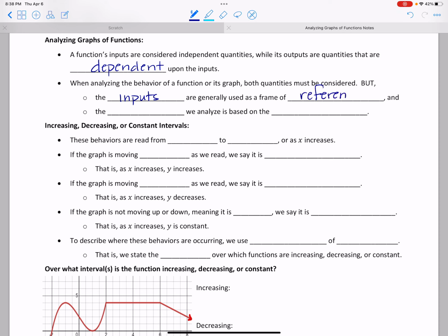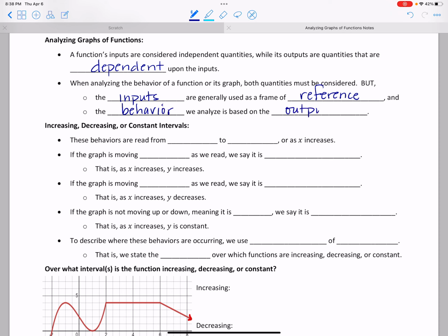So what I mean is we'll use the x values to say, hey, here's the place on the graph we want to look. Now in this area, over this interval, in this domain, what's happening to our y values? How are they behaving? So the behavior that we're going to try to analyze is based on, again, the outputs.